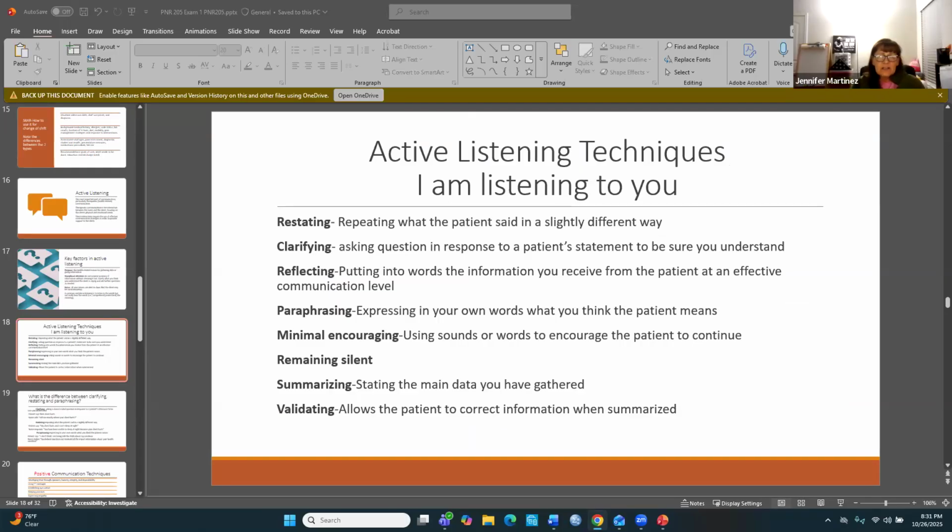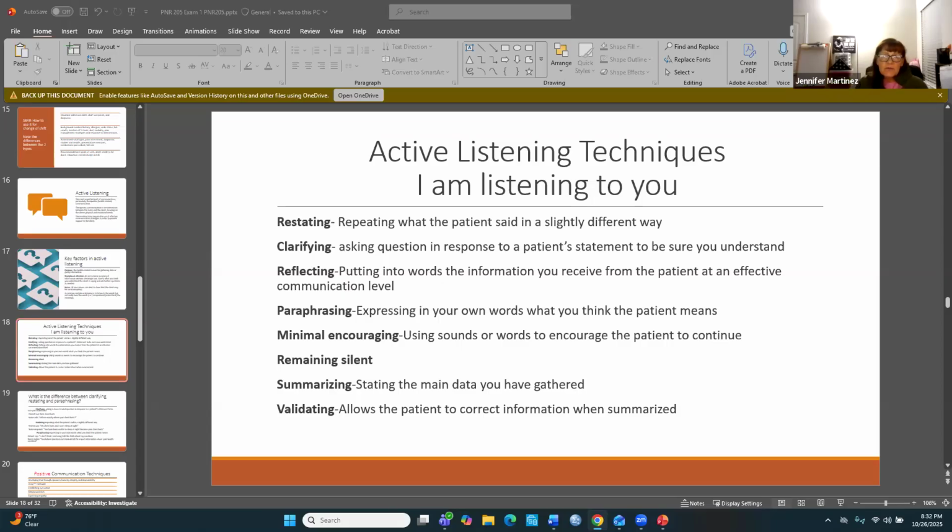Clarifying is asking a question in response to a patient's statement to be sure that you understood what they said. So they tell you their chest hurts. Then you can ask them, well, show me where your chest hurts, or, point to where your chest hurts. Exactly where does your chest hurt, right? That'll give us some clarifying information.